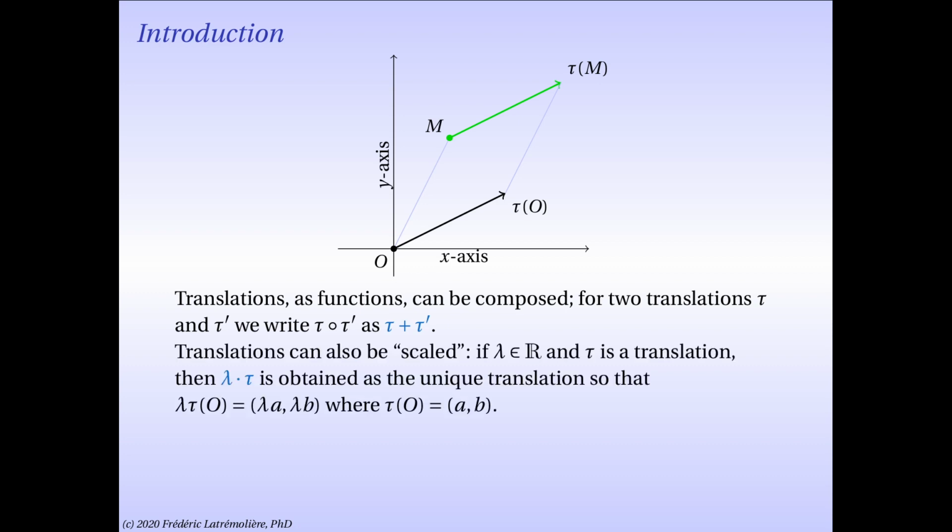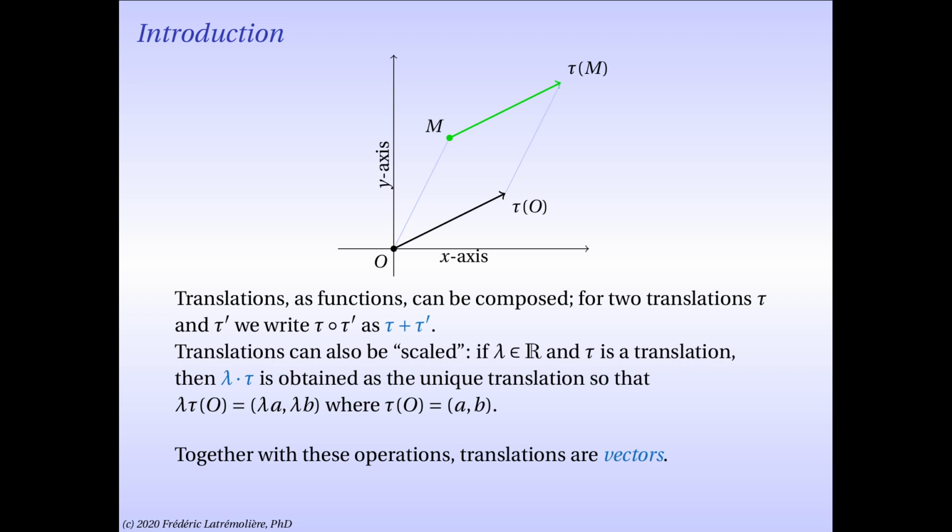Translations can also be scaled. If lambda is a real number and tau is a translation, then lambda times tau is obtained as the unique translation which maps the origin to the point of coordinates lambda a, lambda b, where a, b are the coordinates of tau of O. Together with these operations, translations are now what we call vectors.